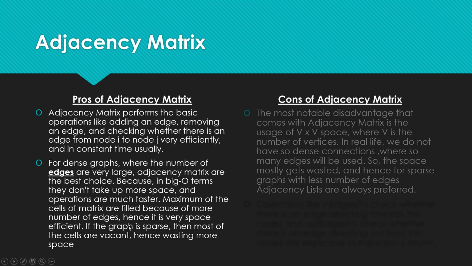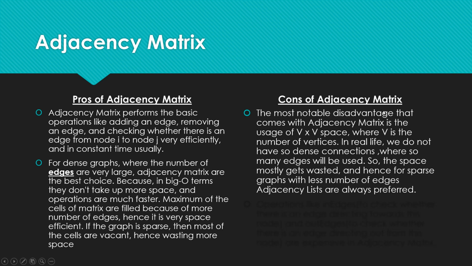Now for the first consequence of the adjacency matrix. The most notable disadvantage is the space complexity, because we're using V times V, where V is the number of vertices, and in real-life scenarios we don't have such dense connections, so many of the edges will not be used, so the space mostly gets wasted. And therefore if you're going to use a sparse graph with a smaller number of edges, adjacency lists are always preferred in that case. That's the first consequence.